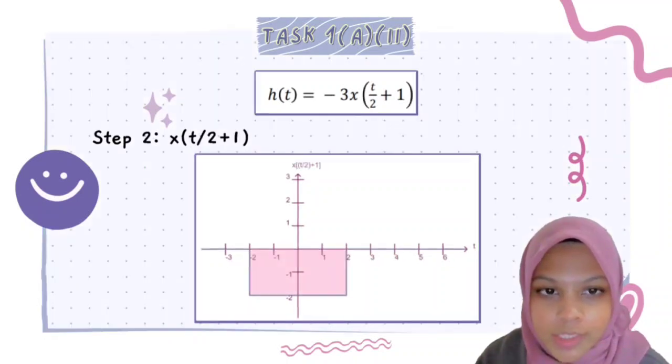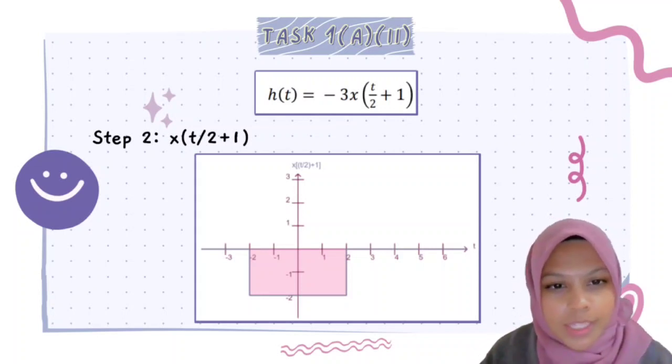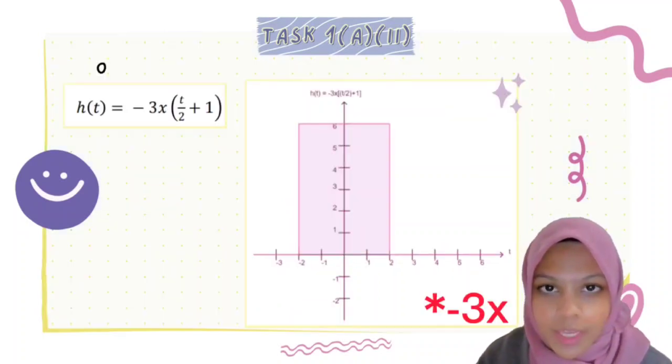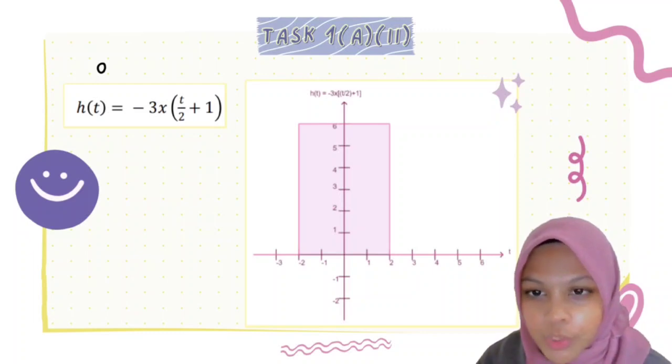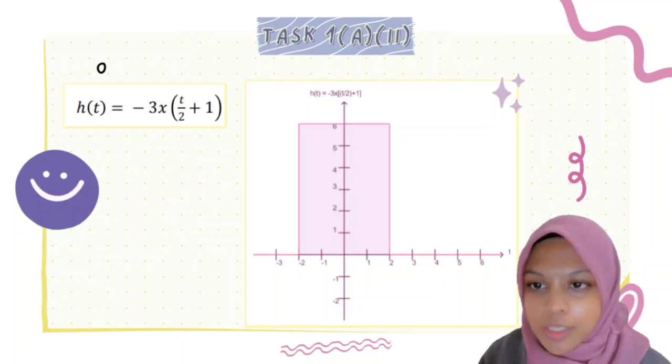Step 2 is x(t/2) plus 1. The signal shows -2 from -2 to 2, while otherwise it is 0. The last step is -x(t/2) plus 1, which shows the signal going upward, to 6, from -2 to 2, while otherwise it is 0.